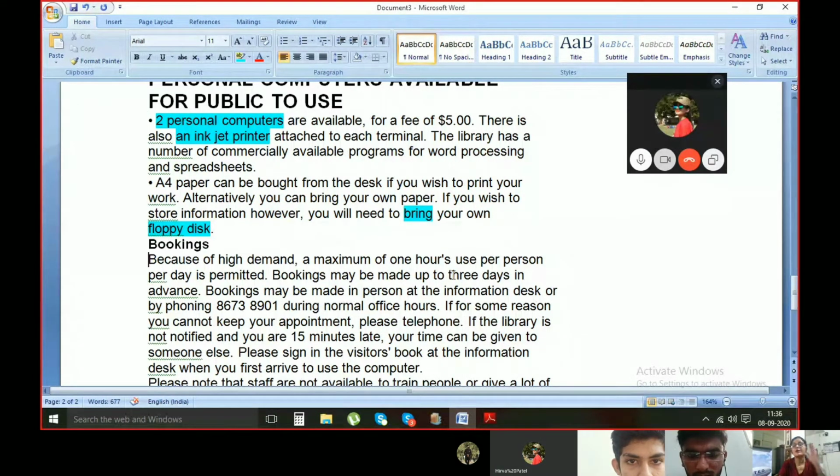Okay. Now finish. See, Hirva, when we get the keywords, just stop reading. Not immediately, I'm sorry. When we get our keywords, just read one sentence more. Like bookings may be made up to 3 days in advance. See, 3 days in advance. You can book your computers 3 days in advance.